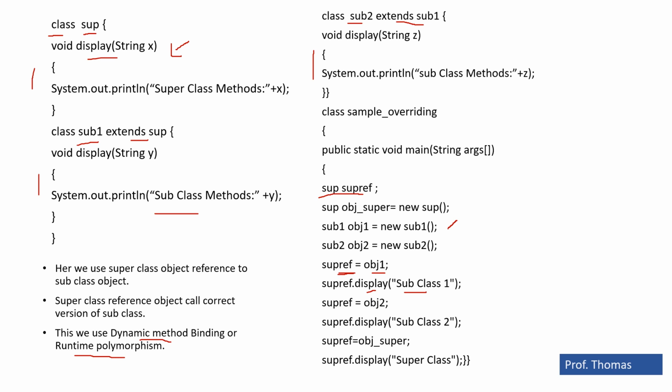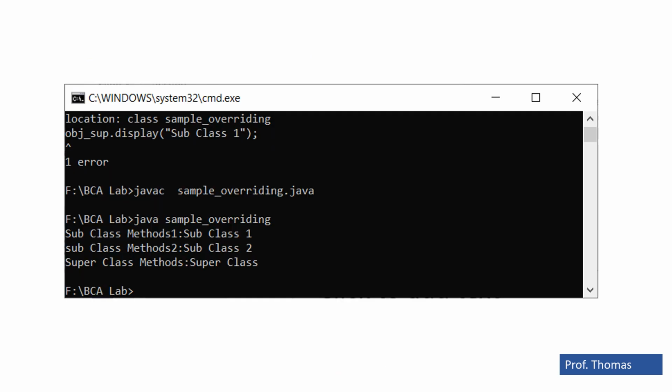Whenever we refer to object 2, the object for subclass 2, it calls the subclass 2 method. To call the superclass method, we should refer to the superclass object itself. Super reference display will call the superclass method. Here we have the output of this program. It displays the superclass method, subclass method 1 and subclass method 2.